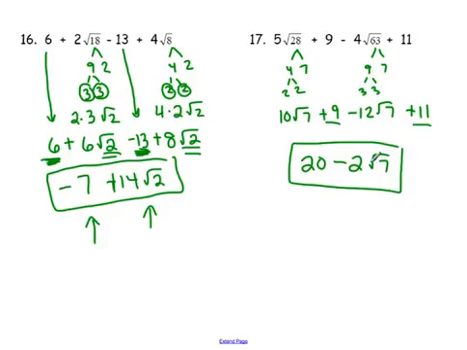Make sure that you have really good attention to detail when you're working these problems out. This, again, is probably the hardest section that we've worked on, adding and subtracting radical expressions.